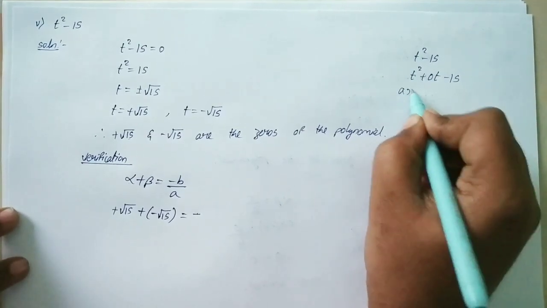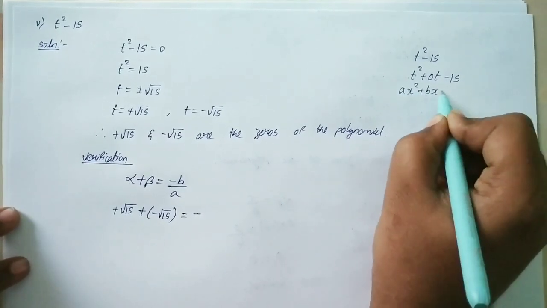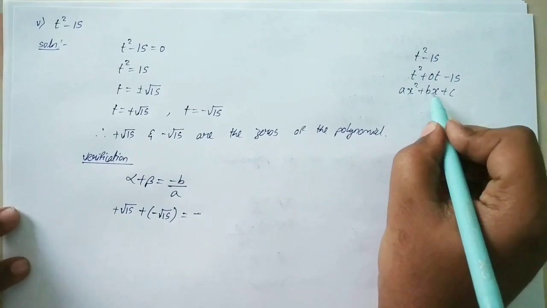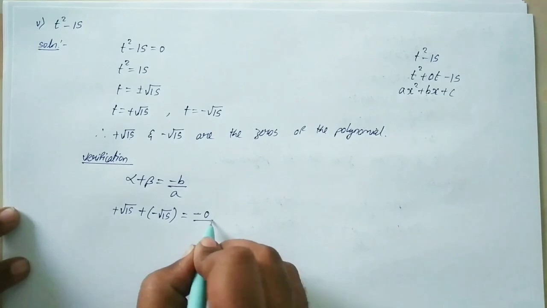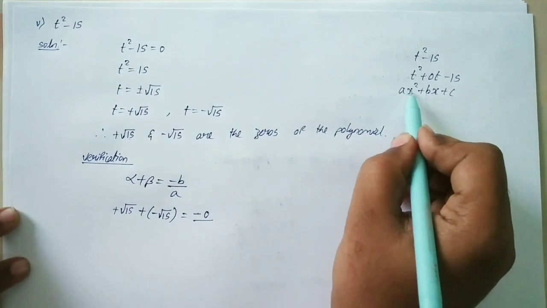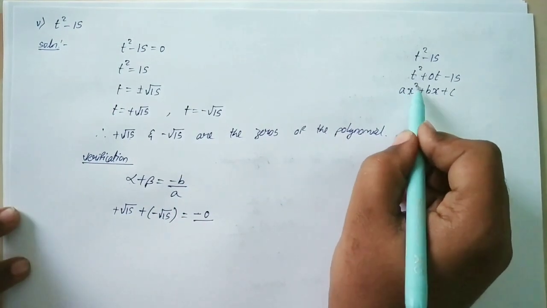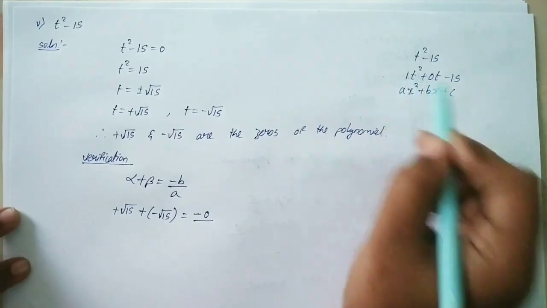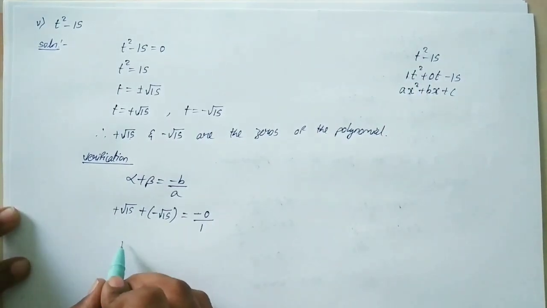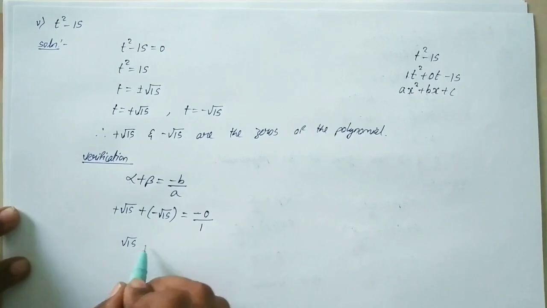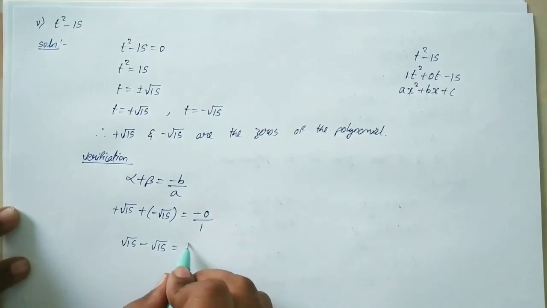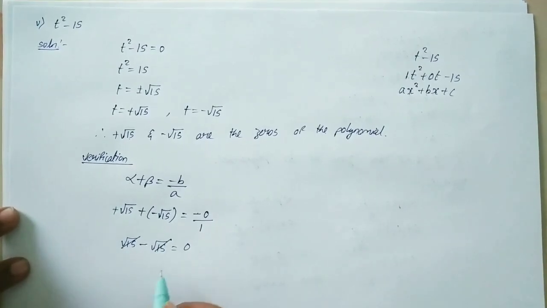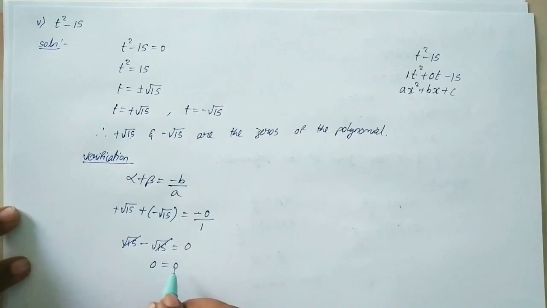So compare this with the standard form, ax square plus bx plus c. What is the value of b here? It is the coefficient of x. So what is the coefficient of t here? 0. So 0 by a. What is the value of a? A means it is the coefficient of x square. So what is the coefficient of t square here? 1. So plus root 15, as it is, plus minus root 15, is equal to minus 0 by 1, nothing but 0. So here plus root 15 and minus root 15 cancel, nothing but 0. So 0 is equal to 0. LHS is equal to RHS.